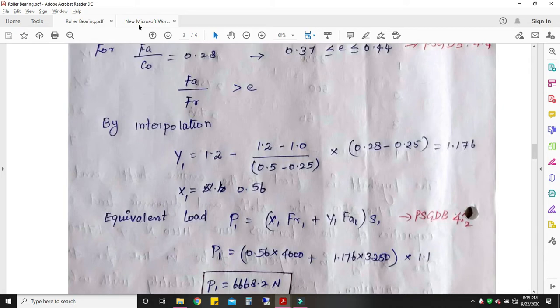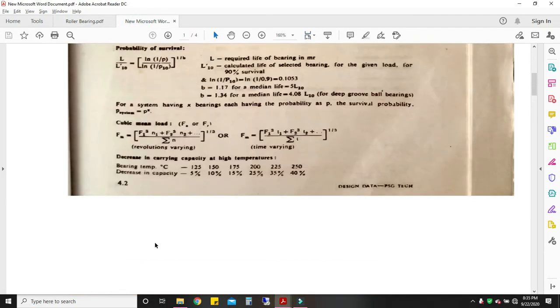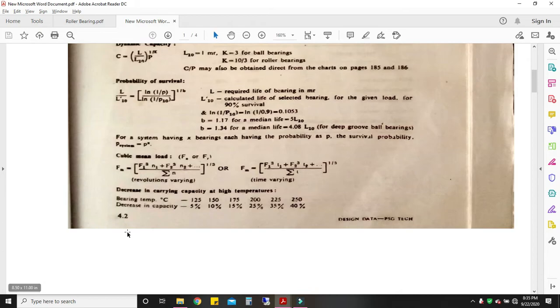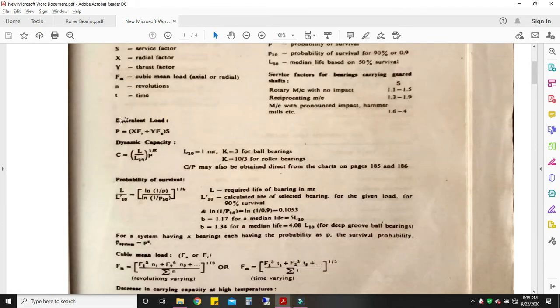Now come to the design data book, page number 4.2. So this is page number 4.2. Equivalent load. The formula will be P equal to X into FR plus Y into FA into S. P is the equivalent load, X is the radial load factor, FR is the radial load, Y is the axial load factor, FA is the axial load, S is the service factor. For service factor, we have the values here. Service factors for bearing carrying geared shaft.